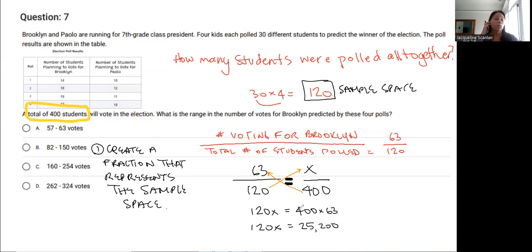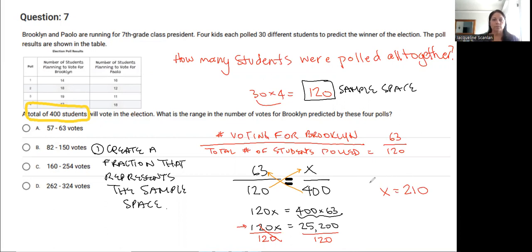So all I did was cross multiply, I used cross products. I then simplified, or multiplied these two numbers together. Now the last step in order to get my variable x all by itself is to get rid of this 120. Because 120 is squished right next to x, it means it's being multiplied. The opposite is division. So I'm going to divide both sides by 120, and I get whatever I get. And I get that x equals 210.